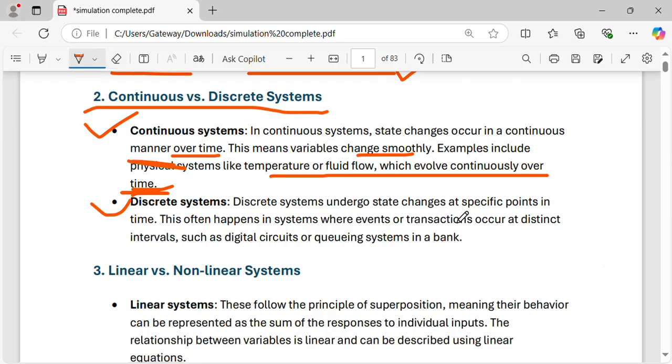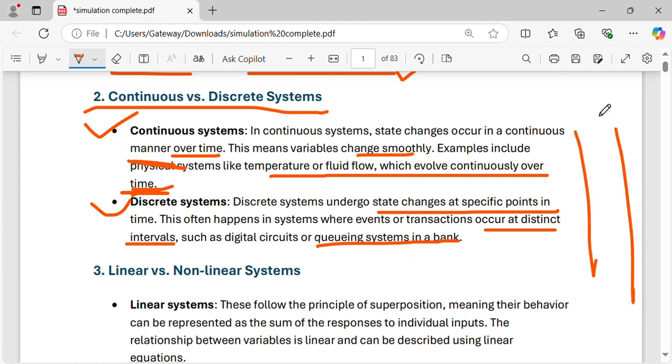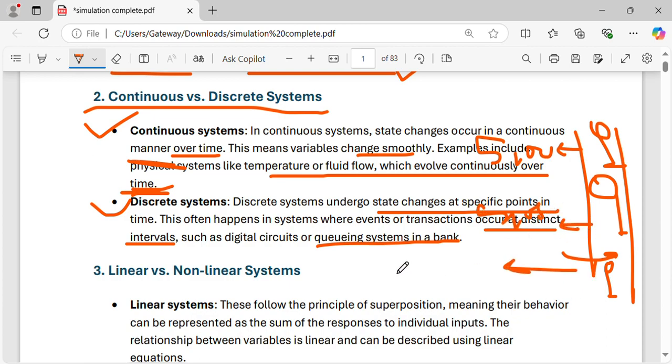Discrete systems undergo state changes at specific points, and this often happens in systems where events or transactions occur at a distinct interval, such as digital circuits or queuing systems in a bank, right? Queuing is a really important topic for simulation systems. Understanding it is really important. So, for example, in a queuing system, maybe one person was here, and maybe a second person was here, and maybe the next person comes in, and for example, if he was here at 5 a.m. and then he came at like 5:15 a.m.